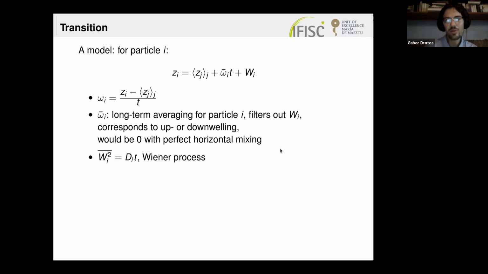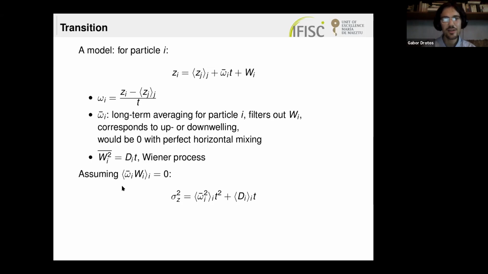Because if all particles were mixed all over the Mediterranean at each time step, each particle would be equivalent, and then this quantity would obviously be 0, because the average motion of all the particles would follow the average motion of all particles. Okay, so let us assume so far that this is a useful approximation.